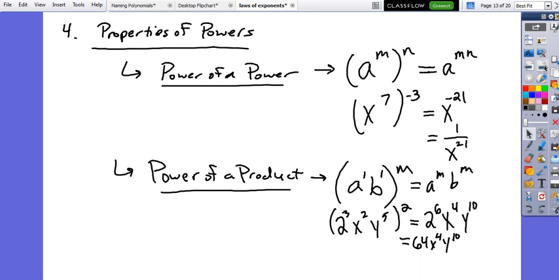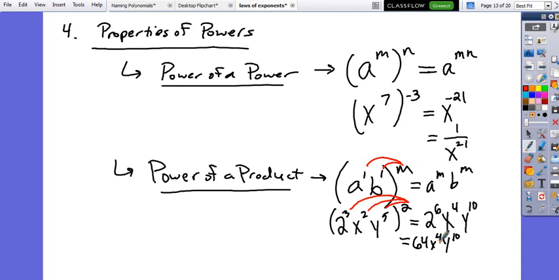And then we have power of a product. We have a product inside parentheses, raised to the nth degree. So we're going to multiply the m by each of the exponents inside the parentheses. That's going to give us a to the m times b to the m. And then, same thing here. 2 gets multiplied onto each exponent inside parentheses. 2 to the 6th is 64. x to the 4th, y to the 10th. Any questions about those properties?